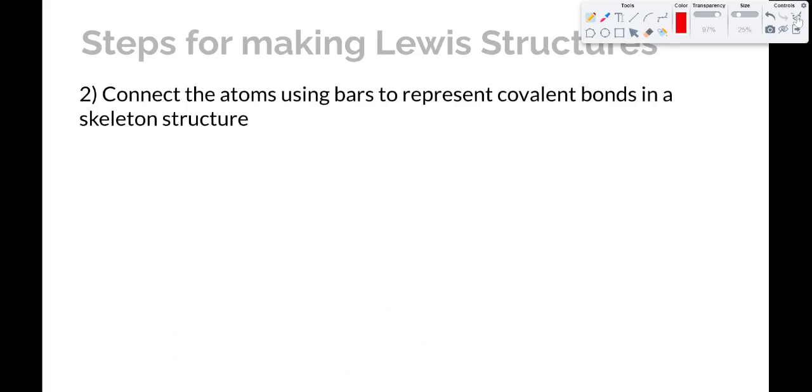Next step, we're going to connect the atoms using bars to represent covalent bonds in the skeleton structure. And some people just use pairs of dots. I prefer to use bars. It makes it easier to distinguish what's a bond and what's not. Now, here are some guidelines as you go about making these skeleton structures.